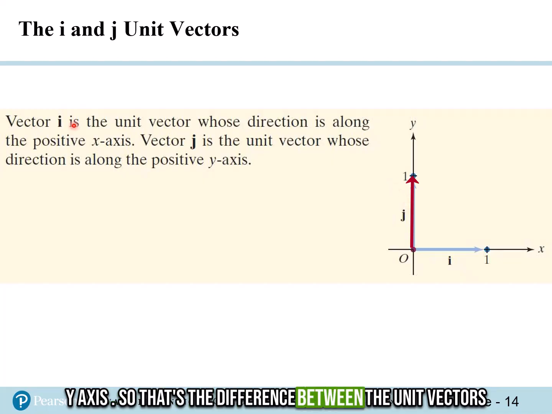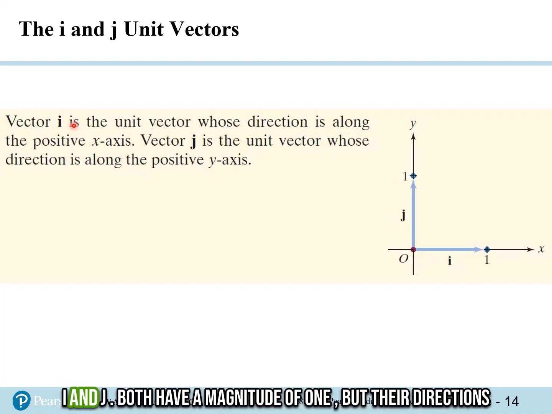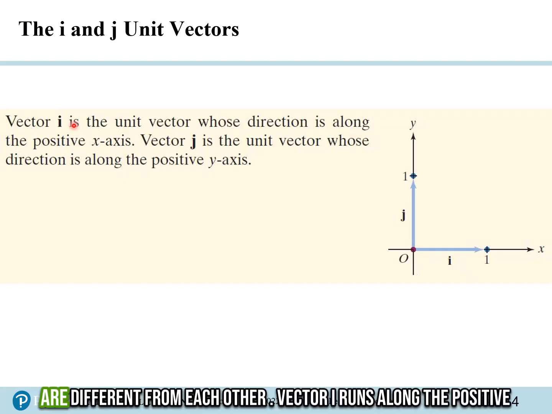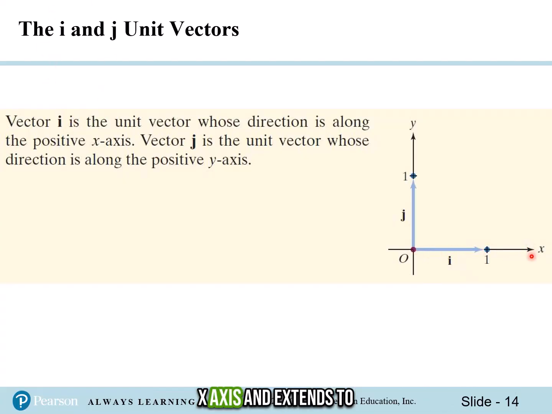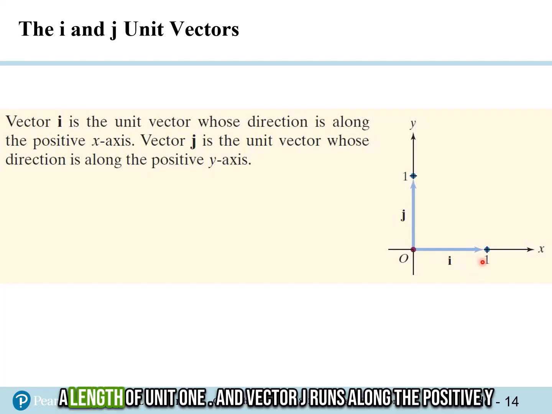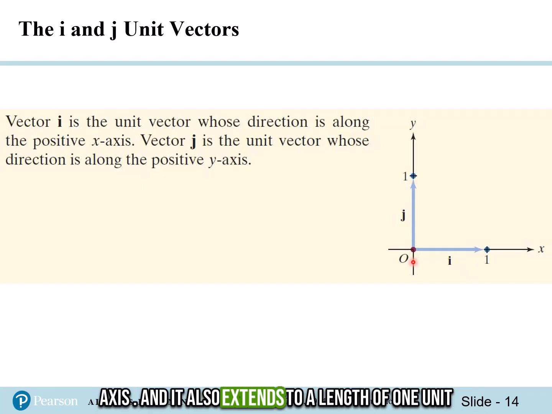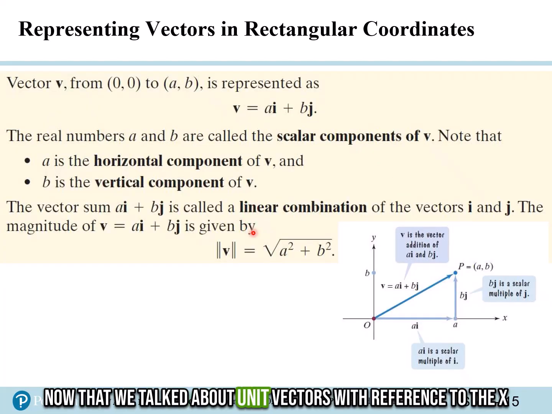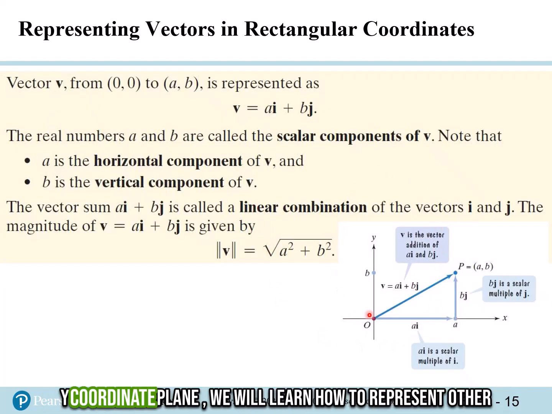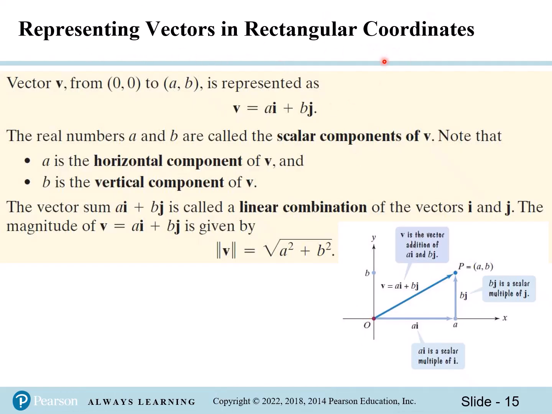So that's the difference between the unit vectors i and j. Both have a magnitude of 1, but their directions are different from each other. Vector i runs along the positive x-axis and extends to a length of unit 1, and vector j runs along the positive y-axis and it also extends to a length of 1 unit. Now that we talked about unit vectors with reference to the xy coordinate plane, we will learn how to represent other vectors in rectangular coordinates.